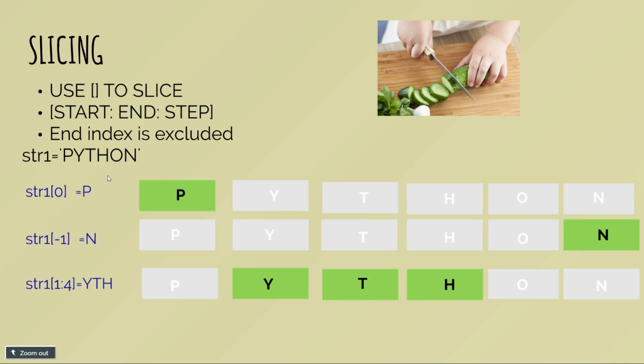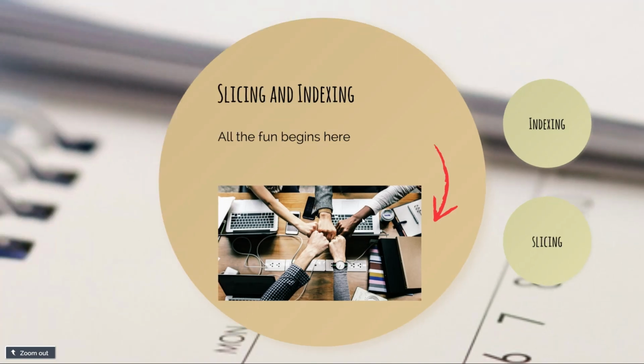Here are some examples. I've taken the string str1, Python, and when I say str1 square bracket 0, that means I'm asking for the character on the 0th index, that is P. Similarly, when I write str1 -1, it will return the character on the -1 index, that is N. I've highlighted that in green, you can see here, and now I'm showing you the slicing part.